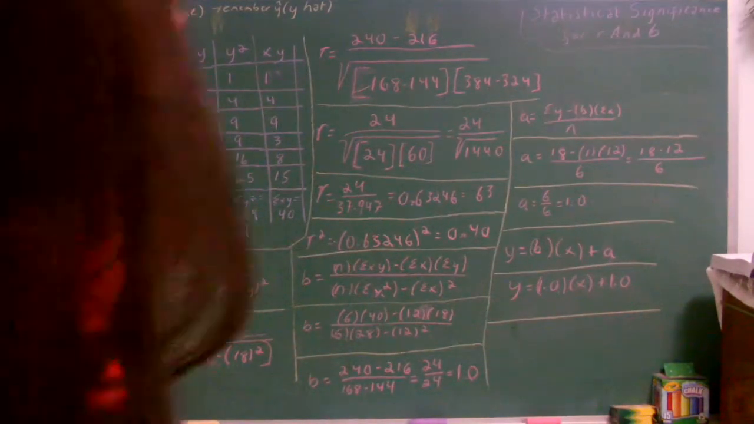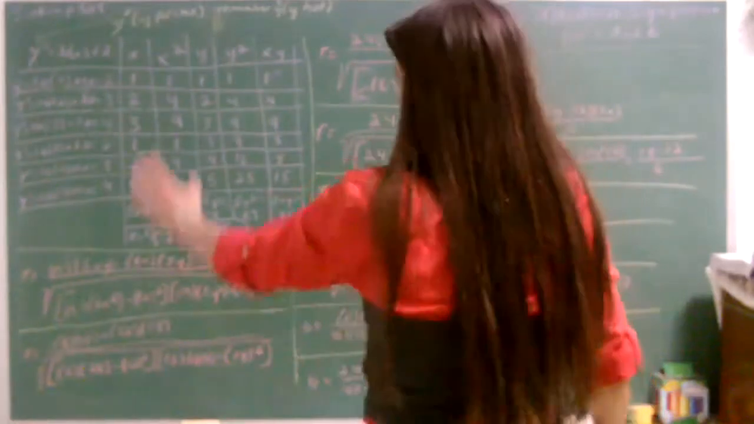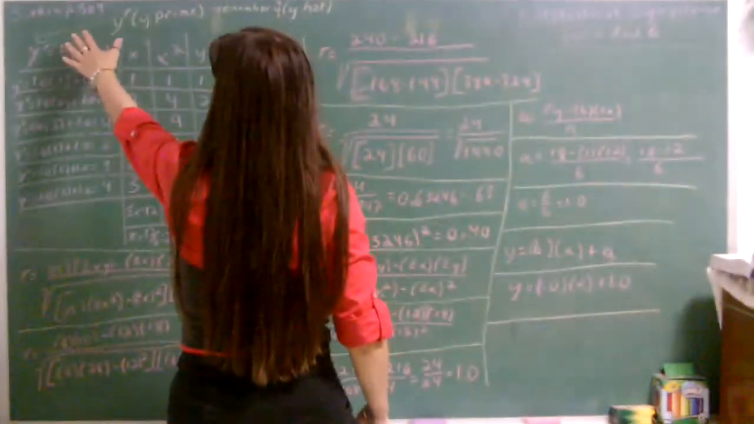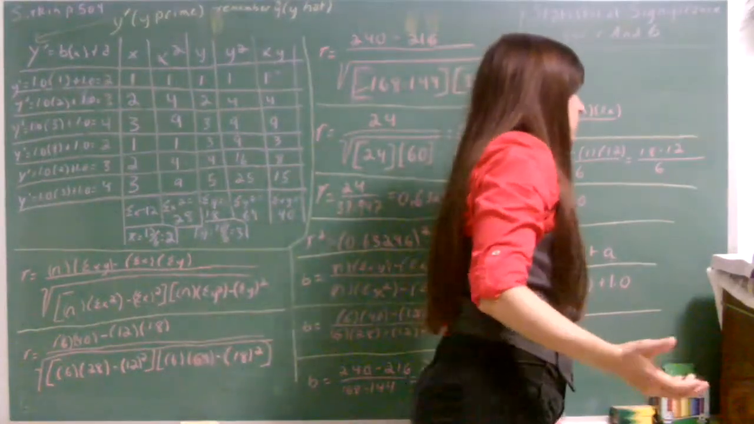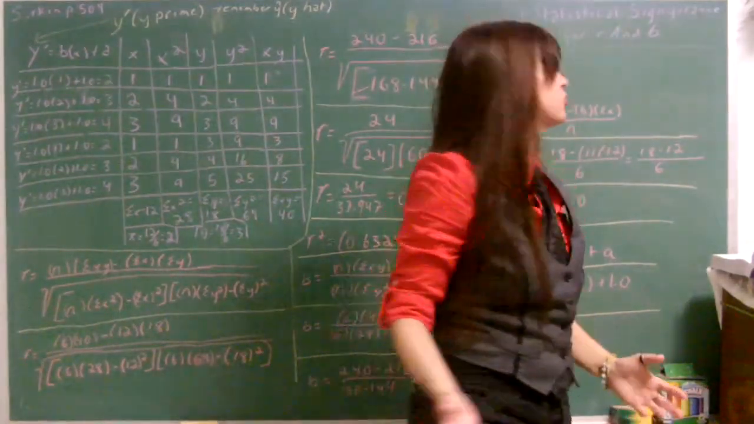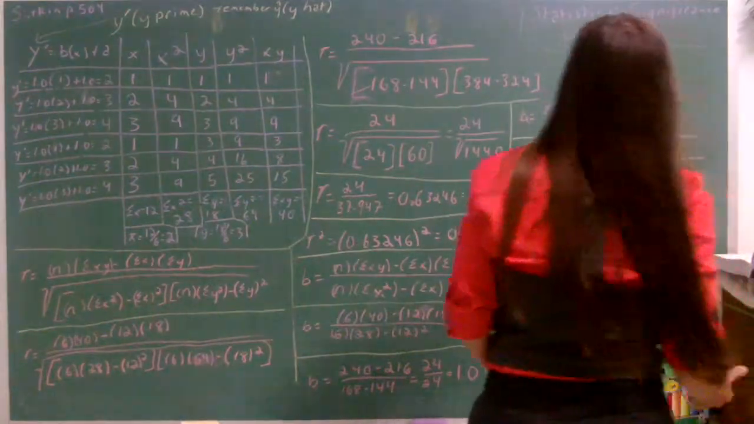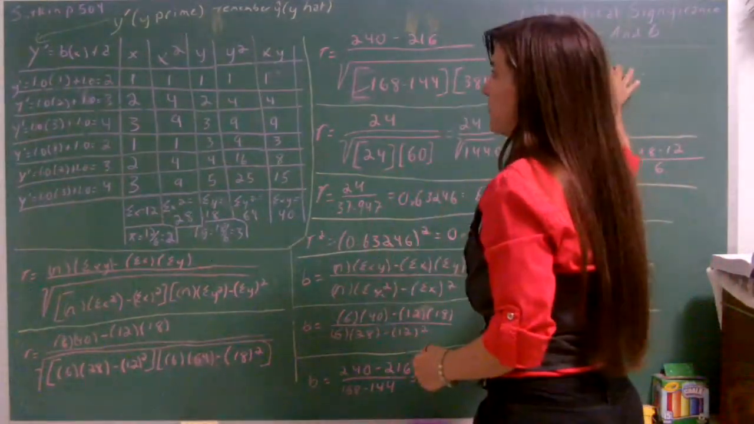This video is to help you with Chapter 14 of your Sirkin textbook. Please turn to page 504. What we're dealing with here, what we're going to explain, is additional aspects of correlation and regression analysis, the statistical significance for R and B.